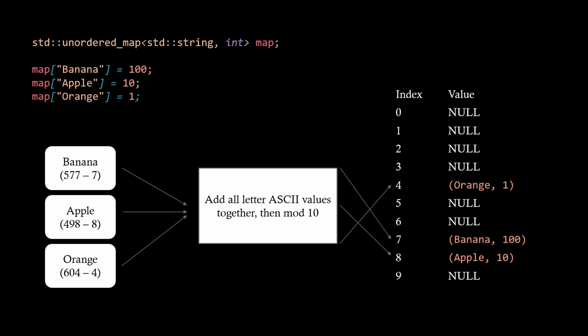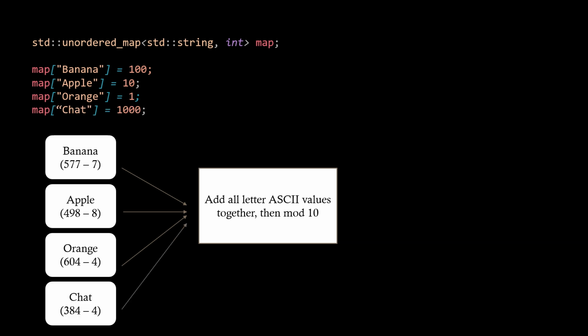So if I put hundreds and hundreds of food items, there's bound to be some conflicts. So here, what I added was chat. We're adding chat and putting it as a value of 100. But as you can see, it shares the same hash value as orange. So we put all those through.